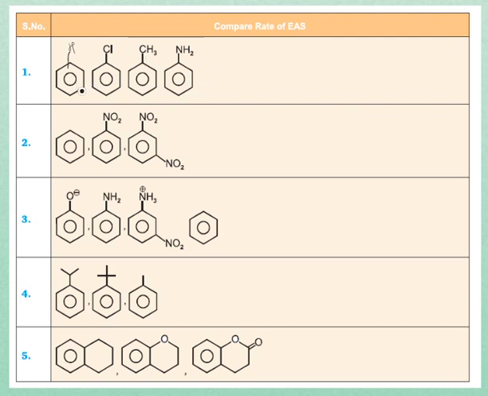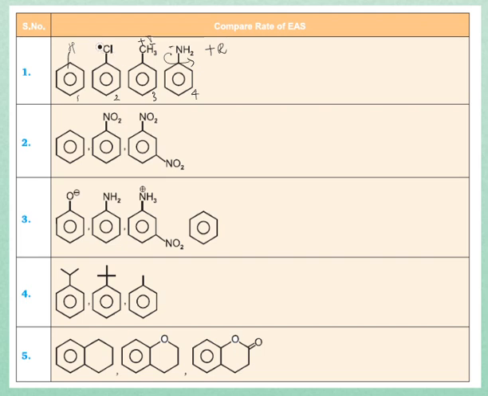Alright, so let's take these molecules 1, 2, 3, 4. I'm going to number them as 1, 2, 3, 4. Let's compare the rate of electrophilic aromatic substitution for the given molecules. We have hydrogen, chlorine, methyl and NH2. NH2 donates electrons through resonance, +R. Methyl donates electrons through +I.